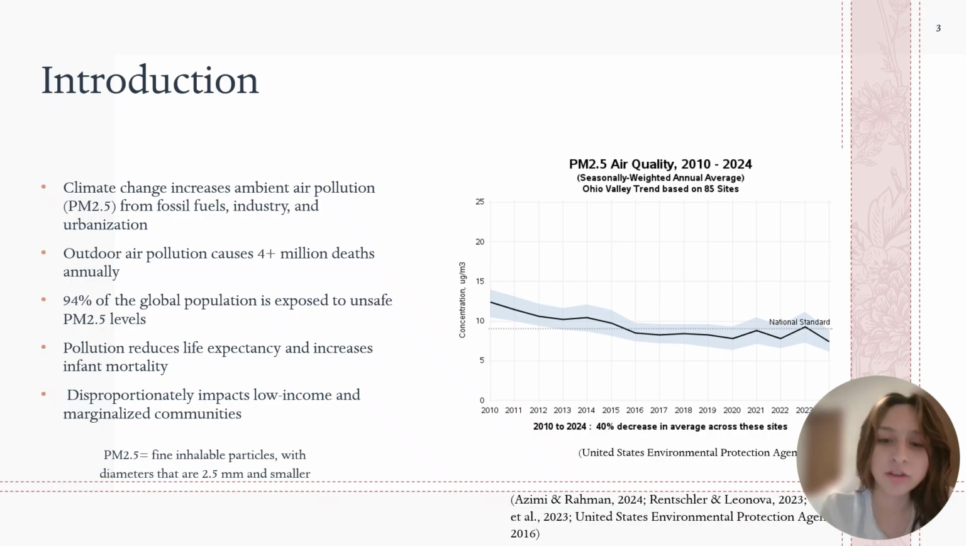And you can see on this slide, I used a graph that measures PM 2.5 air quality, and PM 2.5 is inhalable particles that are really fine with the diameter that's 2.5 micrometers and smaller.